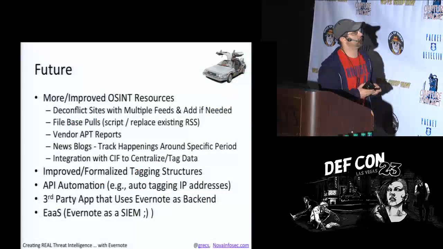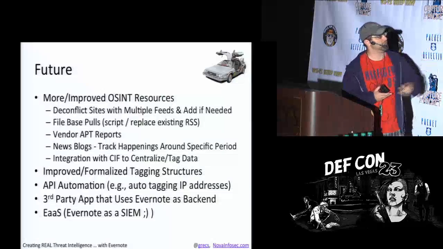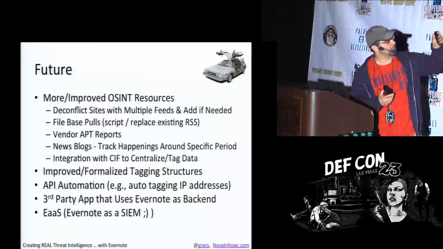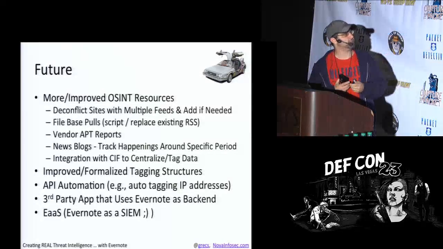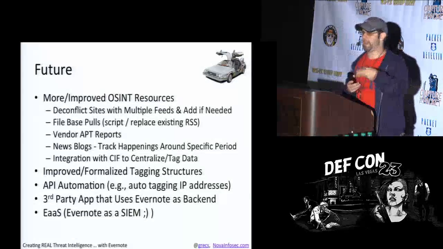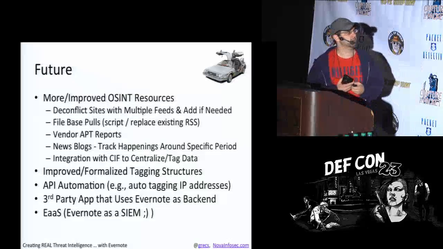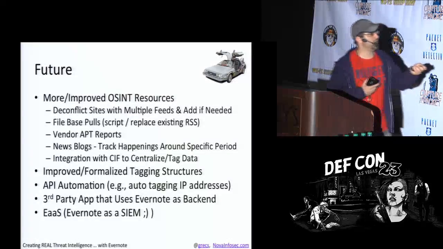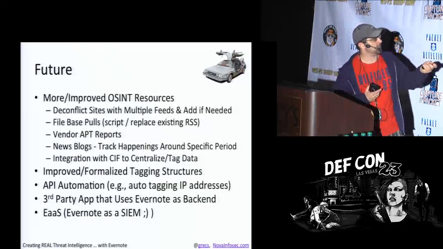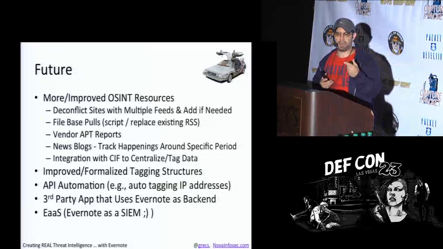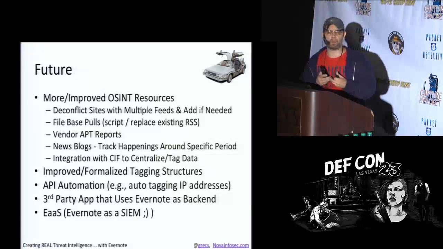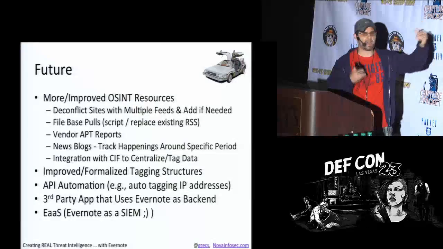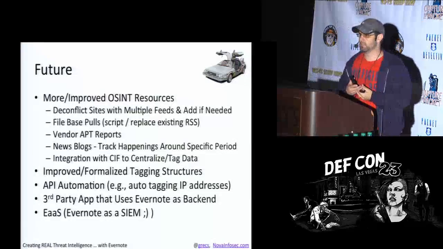So for the future, there are definitely more feeds that I want to add into it. Some sites' feeds have slightly different formats, so there's some deconfliction that I have to do. I want to put in more file-based pulls, where I would go and pull down some of those text files that I was talking about. There's a great site I don't have listed here, a guy on GitHub who puts up all the APT reports that come out. I want to find a way to pull from that and suck it in so that I can search those too.